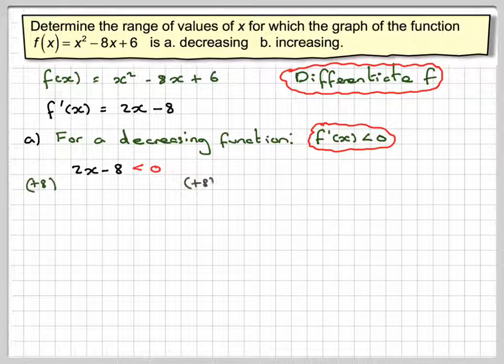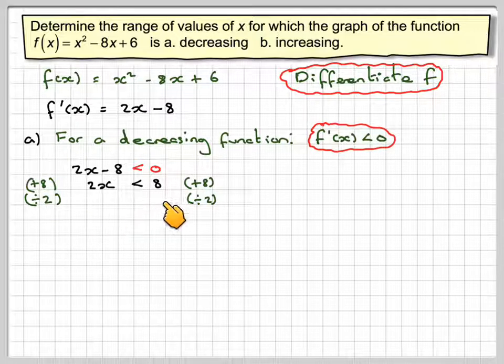So in the first case we would add 8 to both sides, so we get 2x is less than 8, and then we would divide by 2. We'd be careful though if we were dividing or multiplying by a negative number, because that would reverse the inequality sign, which is not true in this case. So we get that x is less than 4.